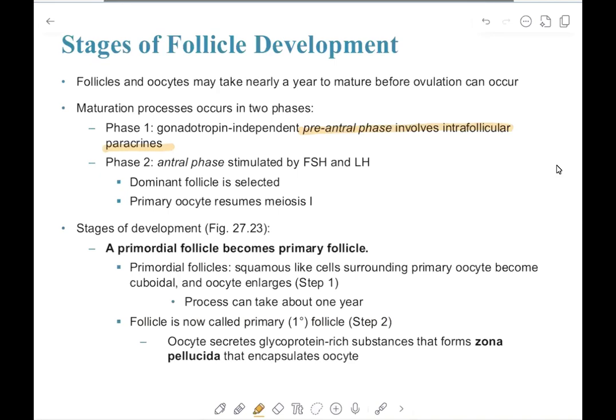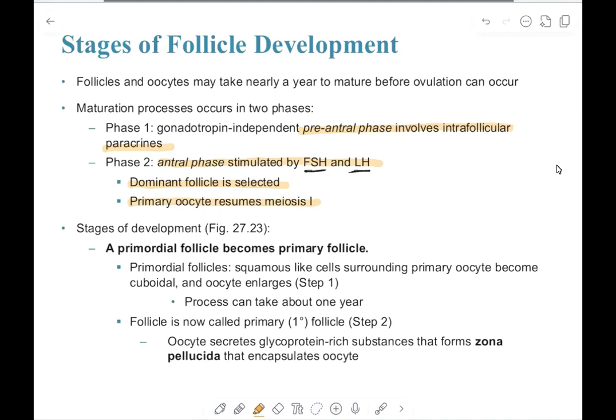Then there is an antral phase, which is stimulated by FSH and LH. So there will be an increase of both of these hormones mid-cycle. This is where the dominant follicle is selected. So again, that's why it was actually named follicular stimulating hormone, because that's exactly what it does. It stimulates the follicle. So the primary oocyte then resumes meiosis 1 because it was paused in prophase 1.